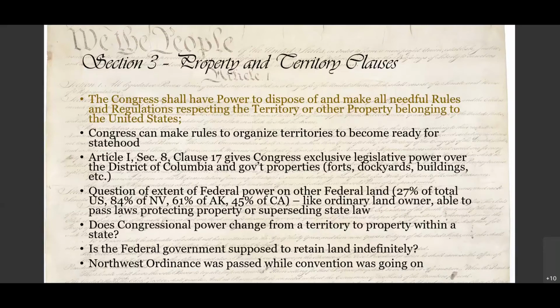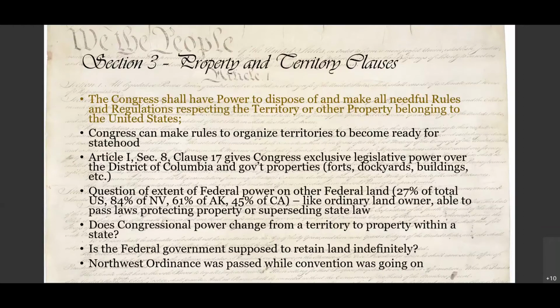However, a question that they didn't, I think, comprehend in the way that we have it today is the extent of federal power on federal land. Not sure if you realize it, but actually 27% of the total area of the US is owned by the federal government. And in some Western states, it's really high percentages, like 84% of Nevada is owned by the federal government, 61% of Alaska, and in California, even 45% of the land is owned by the federal government.